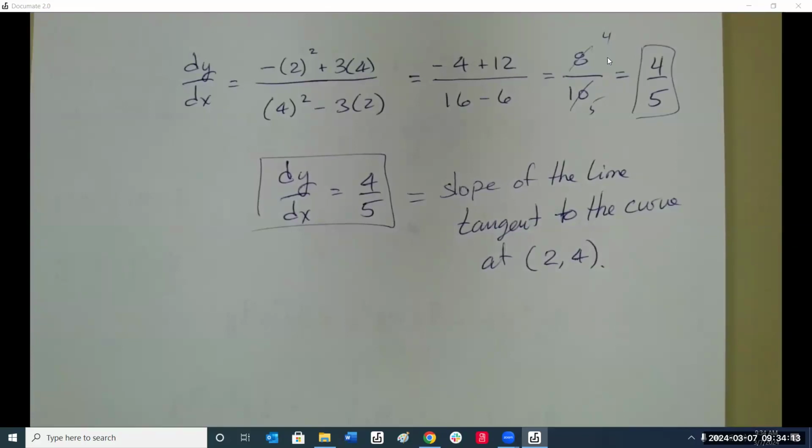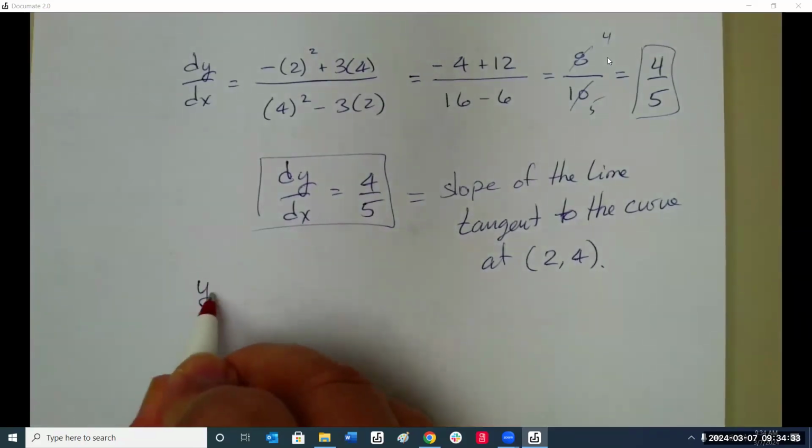So what do we do with that now? What are we looking for? What's our question looking for? The equation of the tangent line. So how do we find the equation of the tangent line? Well, this is the form we want.